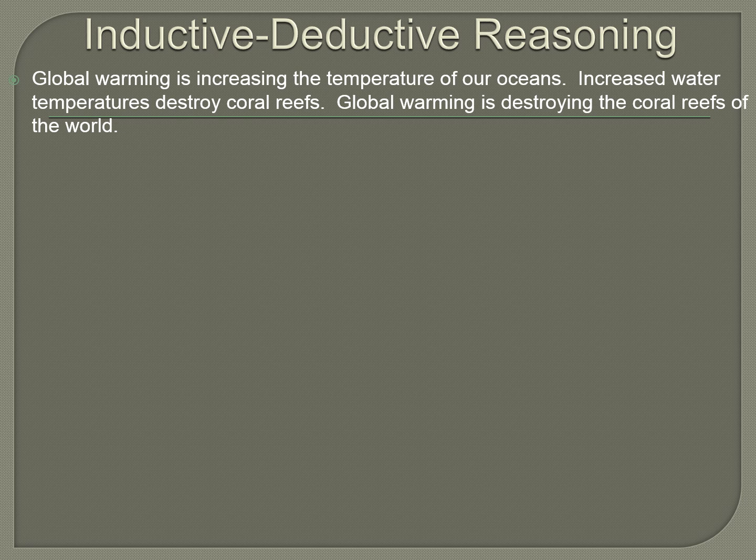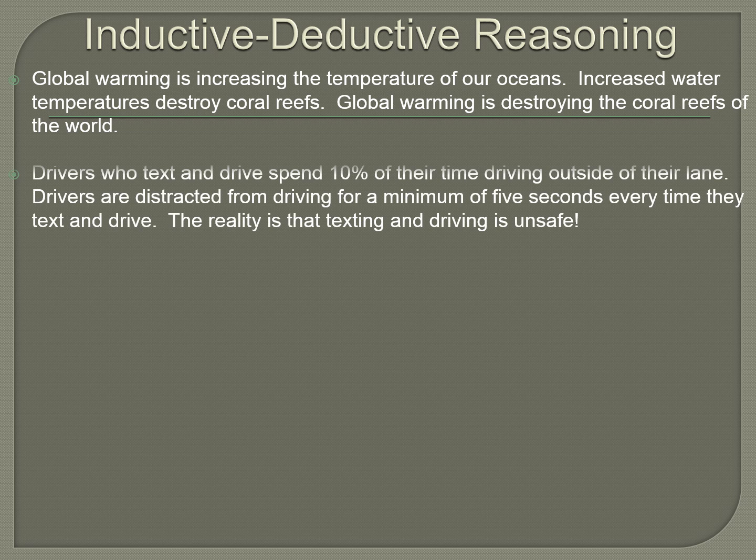The first example, global warming is increasing the temperatures of our oceans. Increased water temperatures destroy coral reefs. Therefore, global warming is destroying the coral reefs of the world, would be an example of deductive reasoning. We start with the larger idea that global warming is increasing the temperature of our oceans, and then we use this other specific idea, increased water temperatures destroy coral reefs, to draw the more specific conclusion that global warming is destroying the coral reefs. That's a difficult one, but if you take a look at the next one, certainly it's a bit easier.